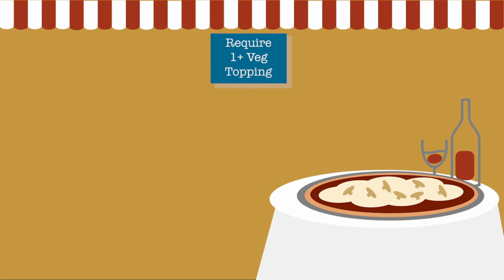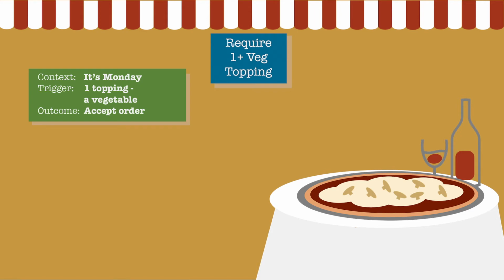The team brainstorms a little and comes up with an obvious example for this rule. If a customer orders a pizza with only 1 topping, and that topping is a vegetable, the app should accept the order. So they write that on a green example card.